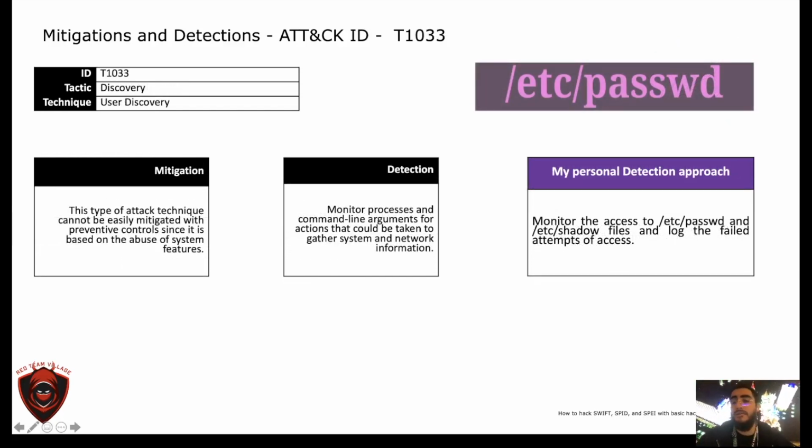Now, for the enumeration, this type of attack cannot be easily mitigated with preventive controls since it is based on the abuse of the system features. You can monitor process and command line arguments for actions that could be taken to gather system and network information. I suggest monitoring the access to /etc/passwd and /etc/shadow files and logging failed access attempts.